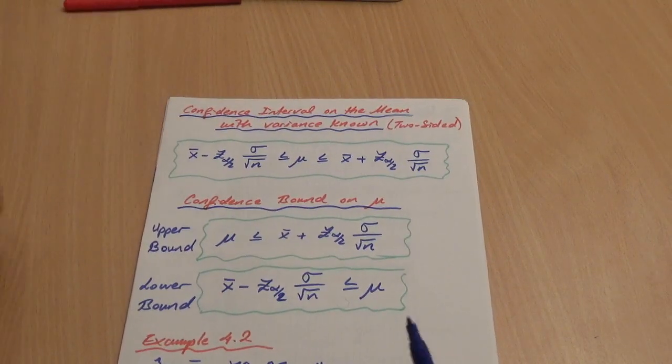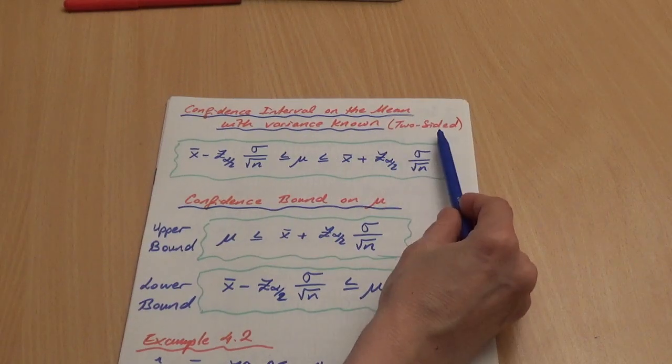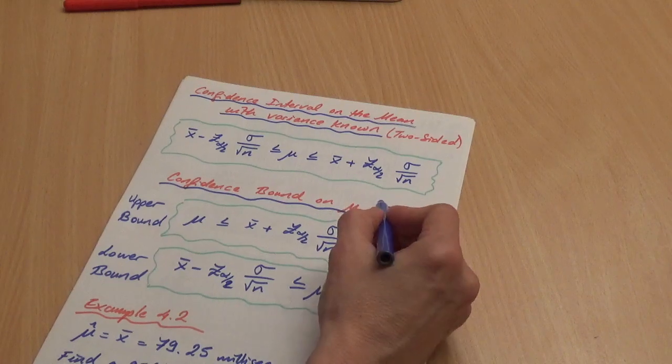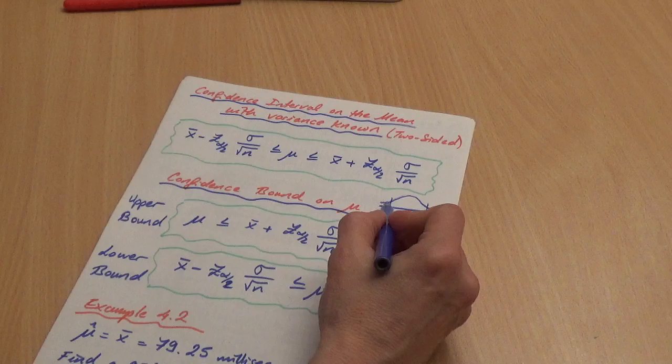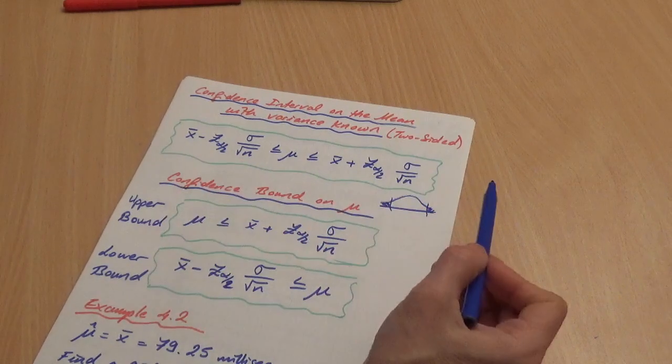Confidence interval on the mean with variance known when two-sided. You know what two-sided is: when we draw the graph, when we have limits from both sides, this equation is used.